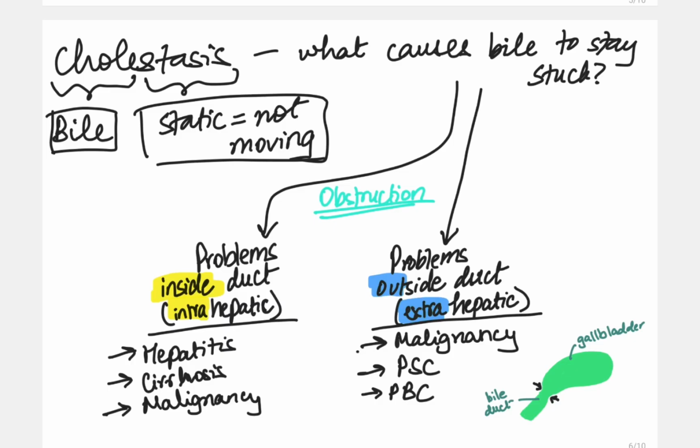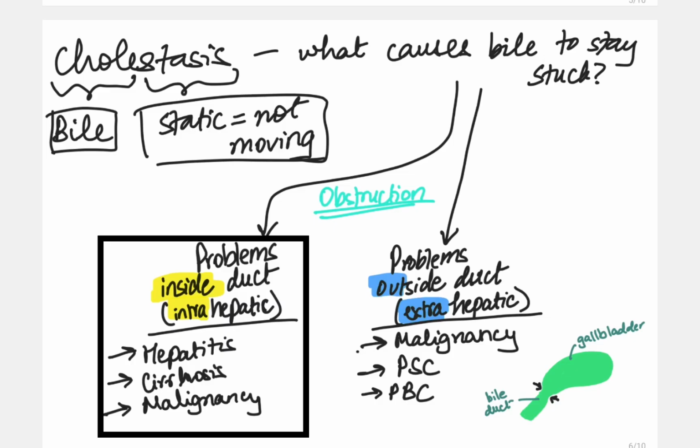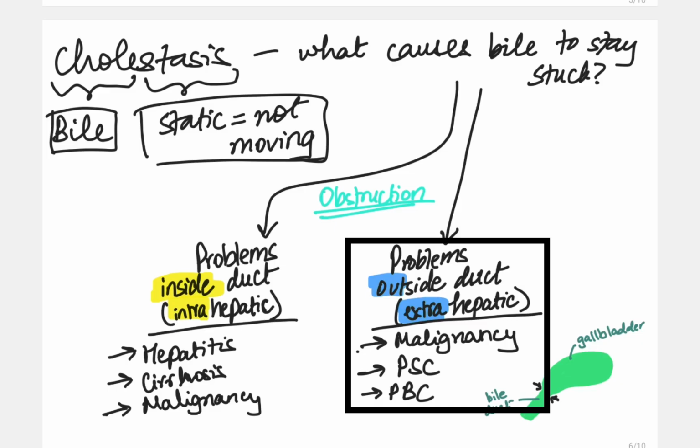So the obstruction of this bile can either be inside of the liver, or it can be outside of the liver. It could be something that has nothing to do with the liver's function, or it could be something to do with the liver, but it's not inside the liver itself. So that's why we have intrahepatic for inside the liver and extrahepatic for outside the liver.